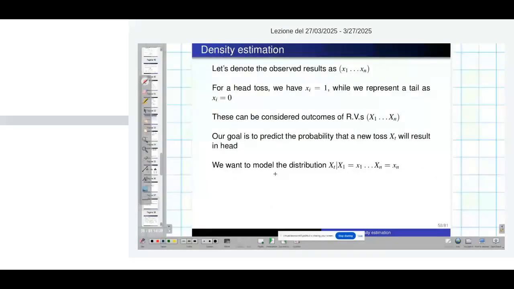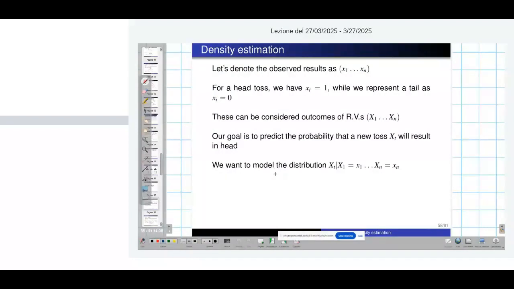Okay, so today we will resume talking about probabilities, and we start discussing density estimation in the context of classification. Before we start, are there questions on the things that we saw last week?